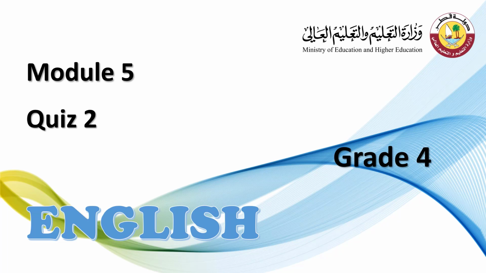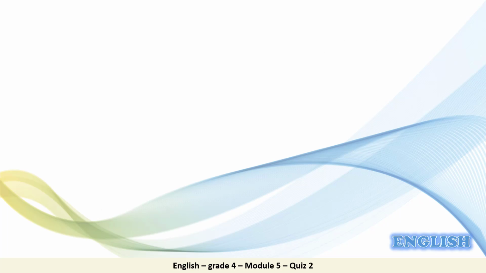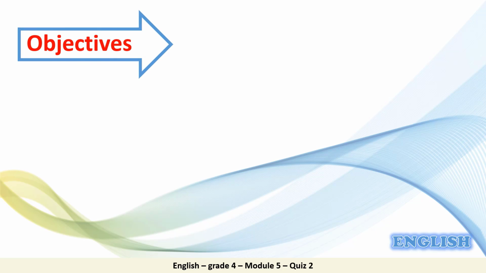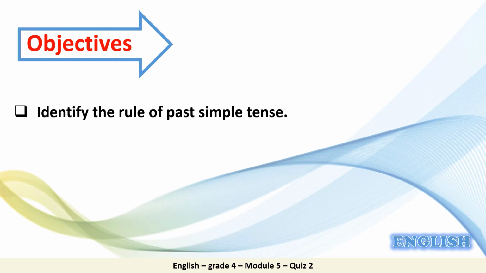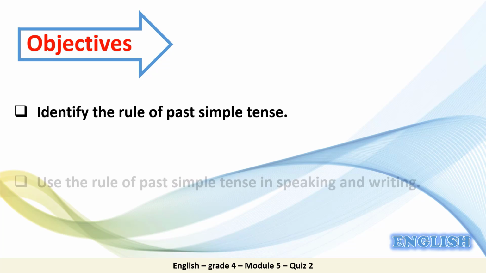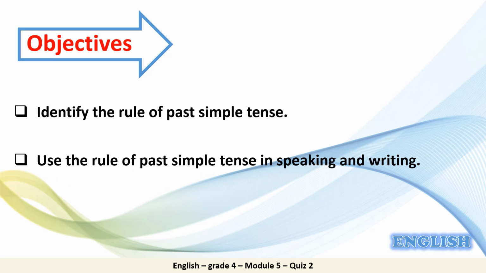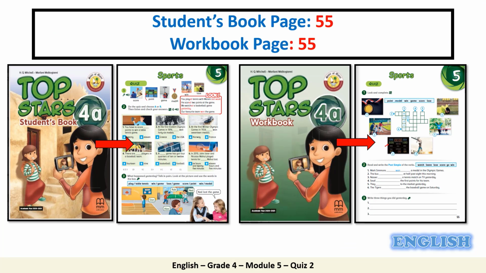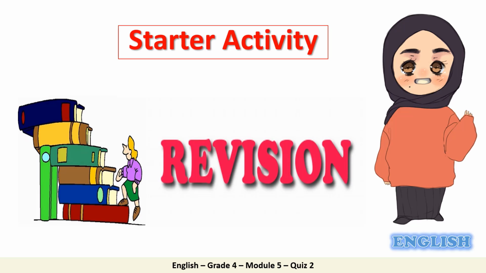Our lesson for today is Module 5, Quiz 2. Let's start. By the end of this lesson, the students will be able to identify the rule of past simple tense and use the rule of past simple tense in speaking and writing. You will find this part of the lesson in your student's book page number 55 and workbook page number 55. And now, let's start our lesson with a revision on the previous vocabulary.